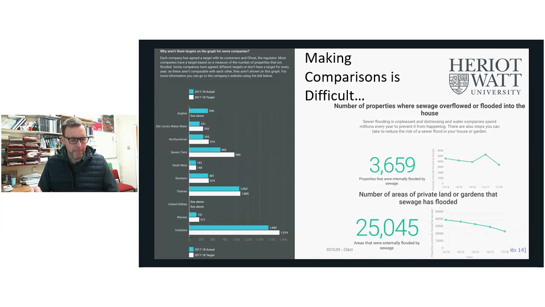A good example is if we compare Thames Water, which is delivering water to London, with really high density population there. That means there are lots of people there, so if there is a flood, lots of people might be affected.